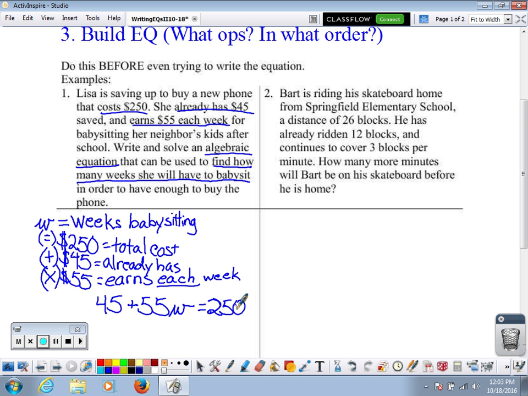Bart is riding his skateboard home from Springfield Elementary School, a distance of 26 blocks. He has already ridden 12 blocks and continues to cover 3 blocks per minute. How many more minutes will Bart be on his skateboard before he is home? All right, so what are we looking for here? What's our unknown in this story? What are they asking us to find? Okay, how many more minutes? That's what we're trying to find. So that's our unknown. That's going to be our variable. Minutes on skateboard.